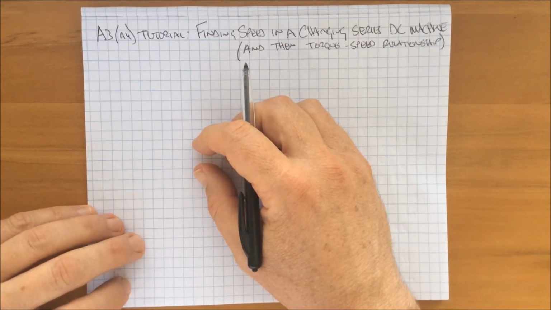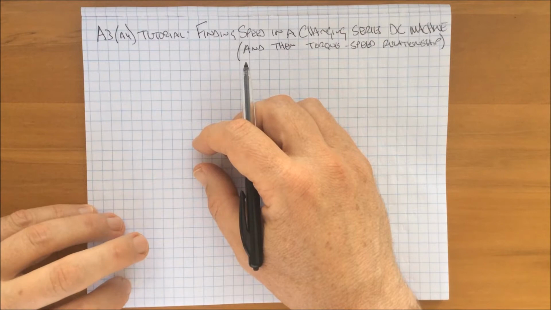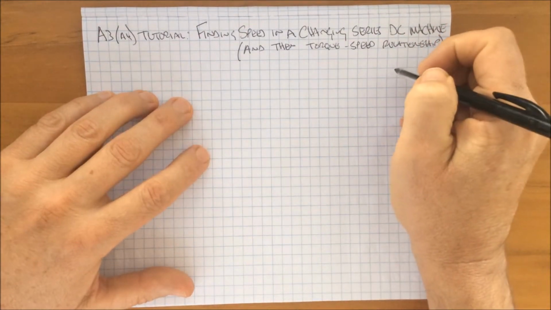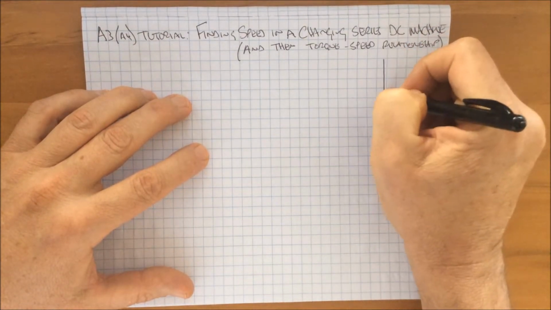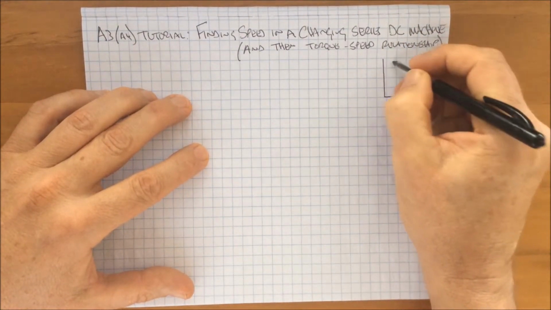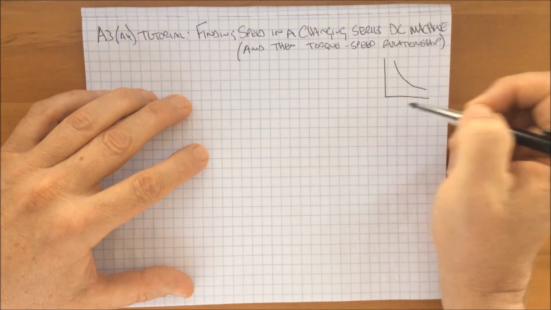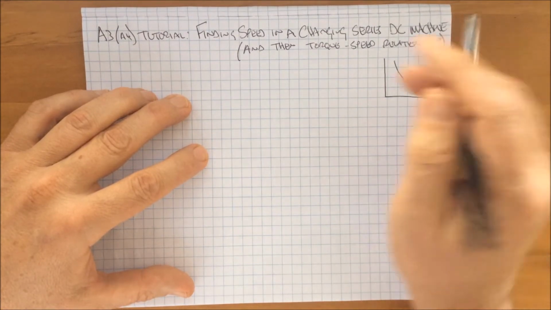In this one we're going to be looking at finding the speed in a series DC machine when conditions change. So you know that in a series DC machine the torque speed relationship is an inverse relationship. It's like that. So we're going to go through numerically and show how that can change over time depending on what the conditions are.